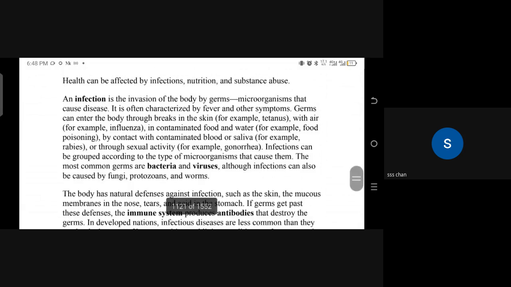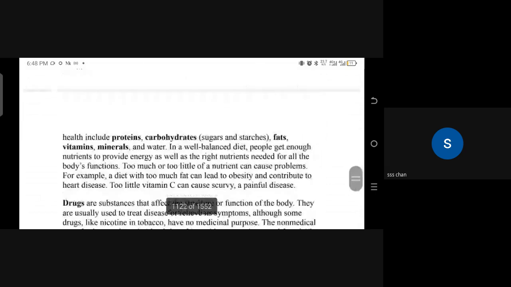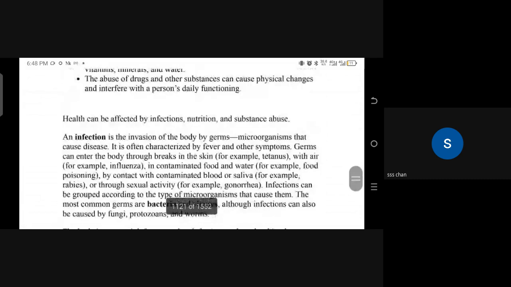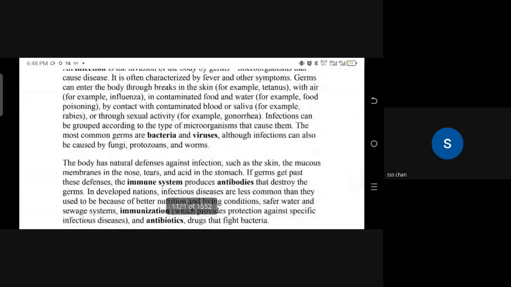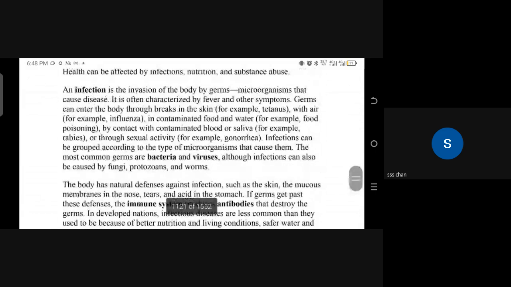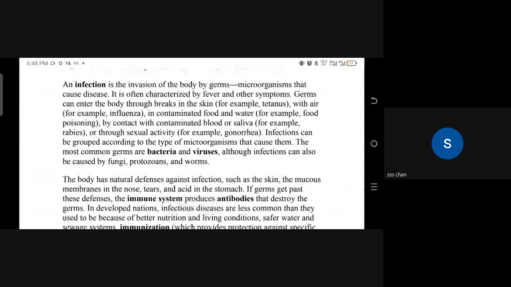So one of the three things that balances your health is your nutrition. Most of the questions we answered here are based on drugs, infections, and your nutrition. So that's simply what infections are. These are external. These are an external invasion of the body by germs. Those germs, like we said, will include your bacteria and your viruses.